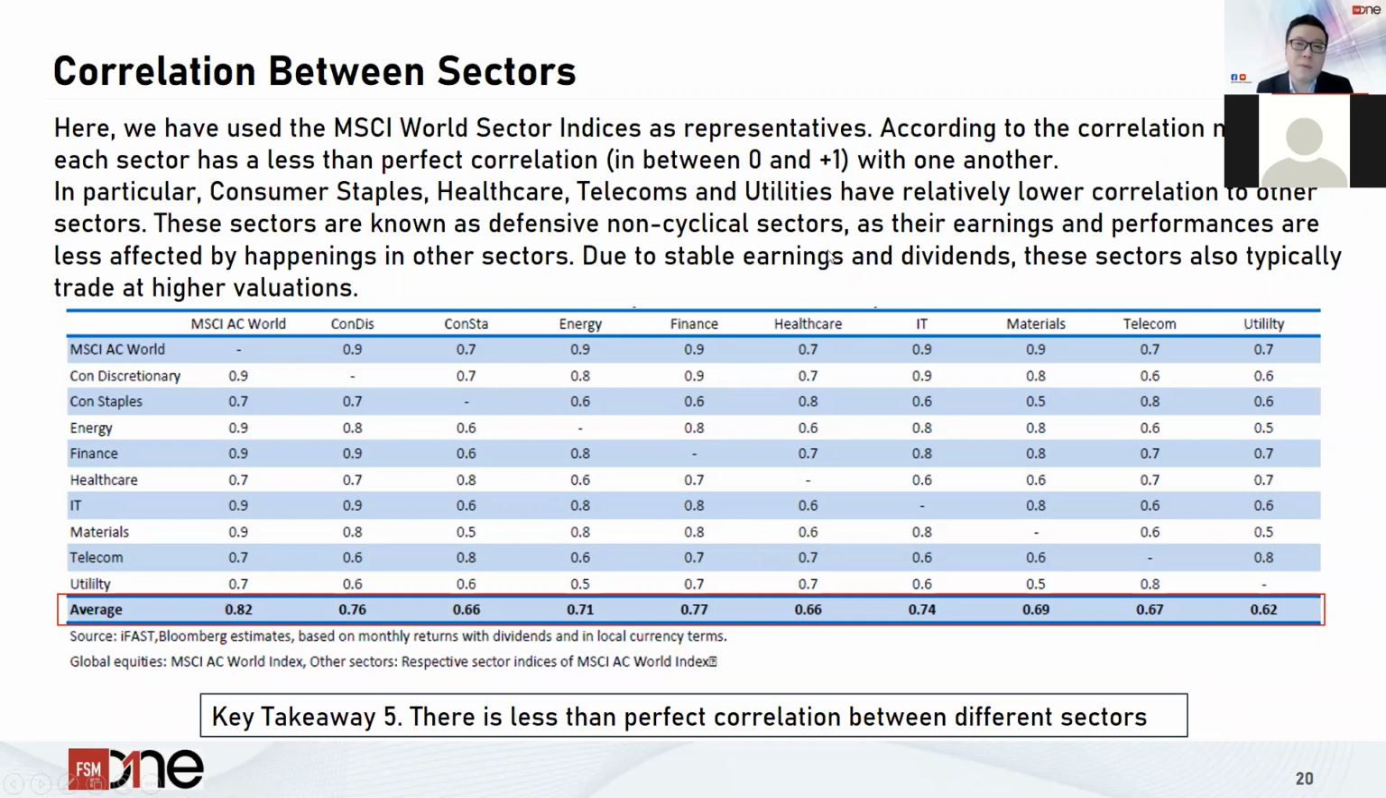And you can see that through their correlation as well. Similarly, look at the table at the bottom of them, the averages. These sectors, the defensive sectors, typically have lower correlation with the more cyclical sectors. The more cyclical sectors are like finance, energy, materials, consumer discretionary. So you see their correlation coefficient numbers are higher than those defensive sectors. So key takeaway here, there's less than perfect correlation between different sectors.